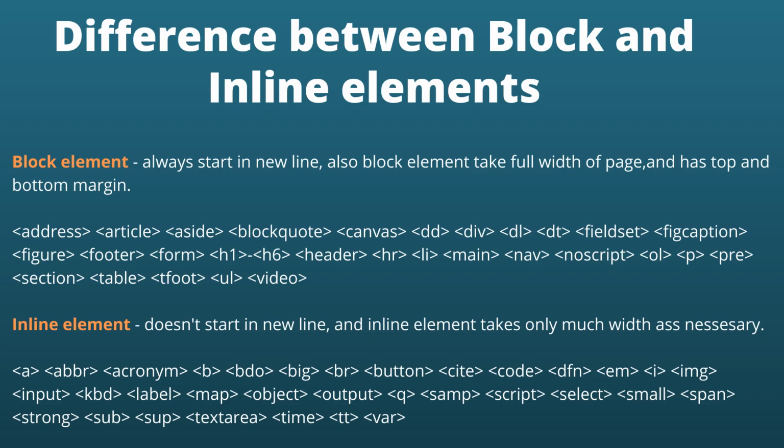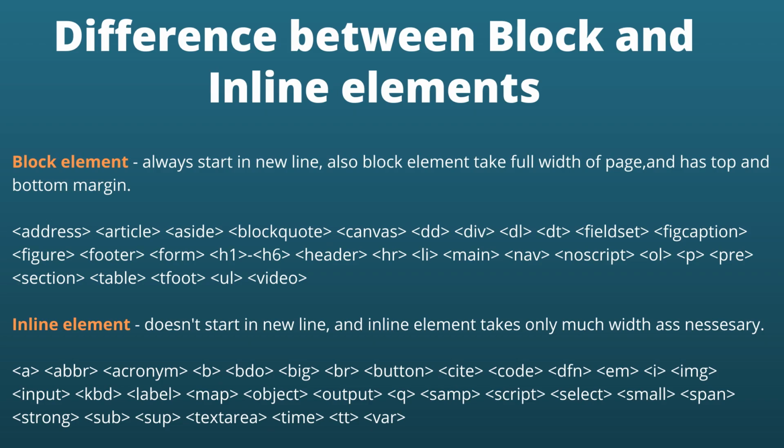So if an HTML element is an inline element, by default the display value is inline, and the opposite of that, if an HTML element is a block element, by default the display value for that element is block. So what is the difference between inline and block elements?